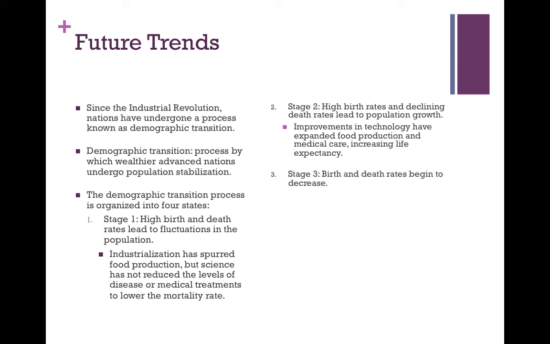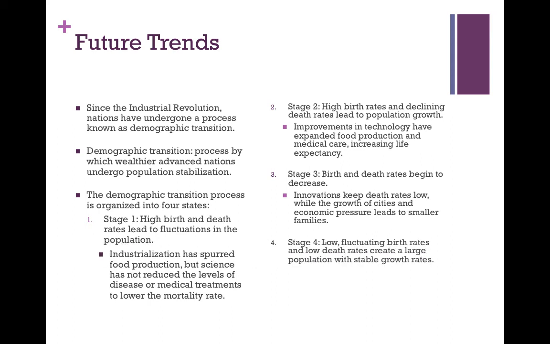Stage 3, birth and death rates begin to decrease. Innovations keep death rates low, while the growth of cities and economic pressure leads to smaller families. In stage 4, low fluctuating birth rates and low death rates create a large population with stable growth rates. Higher standards of living account for variations in birth rates, which tend to stay low.